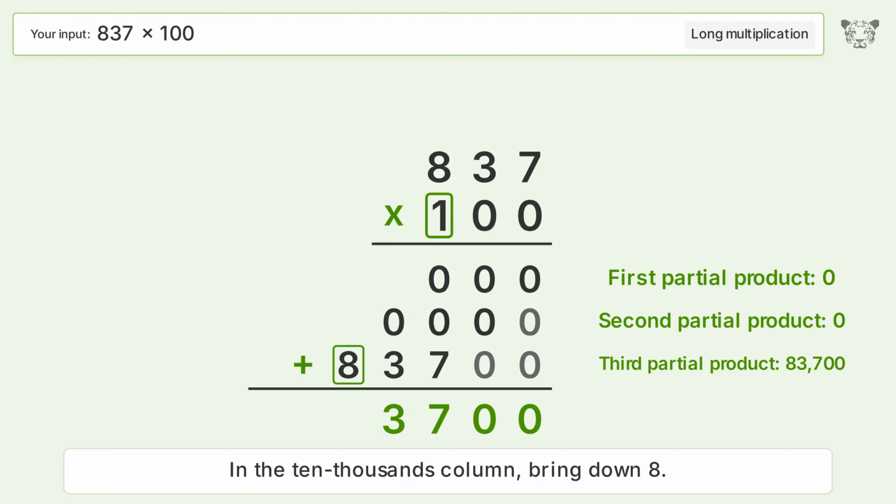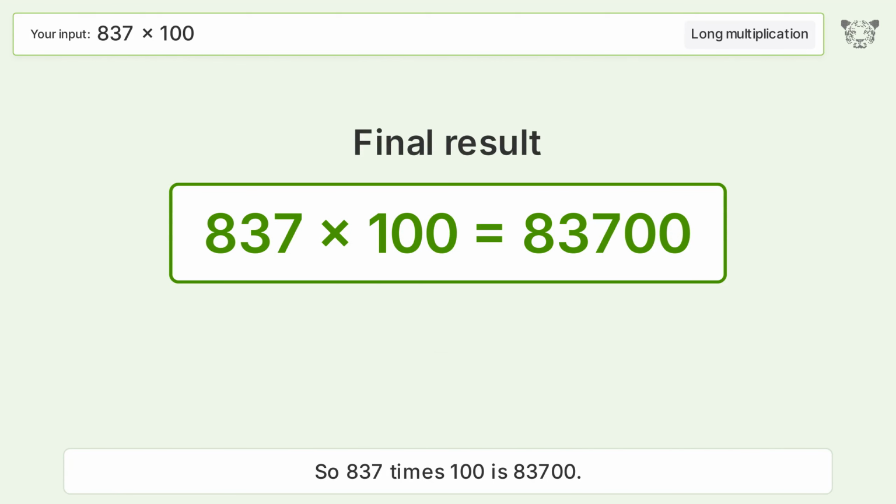In the thousands column, 0 plus 3 is 3. In the ten thousands column, bring down 8. The whole product is 83,700, so 837 times 100 is 83,700.